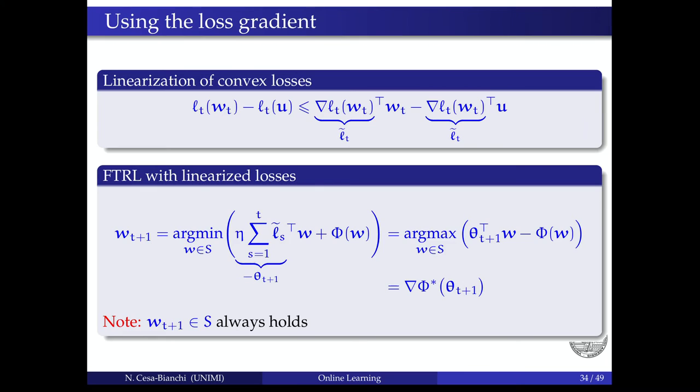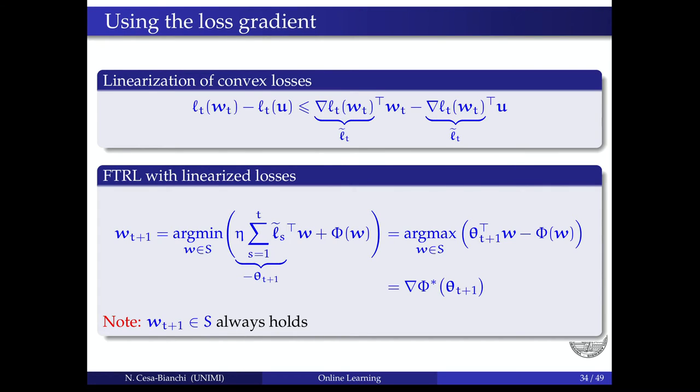So the first thing we do is that we want to get rid of convexity. We want to transform the original problem, which was with the convex losses. We want to linearize it. How do we linearize it? So this is an instantaneous regret. You want to bound the sum over t of these differences. This is your regret with respect to u.